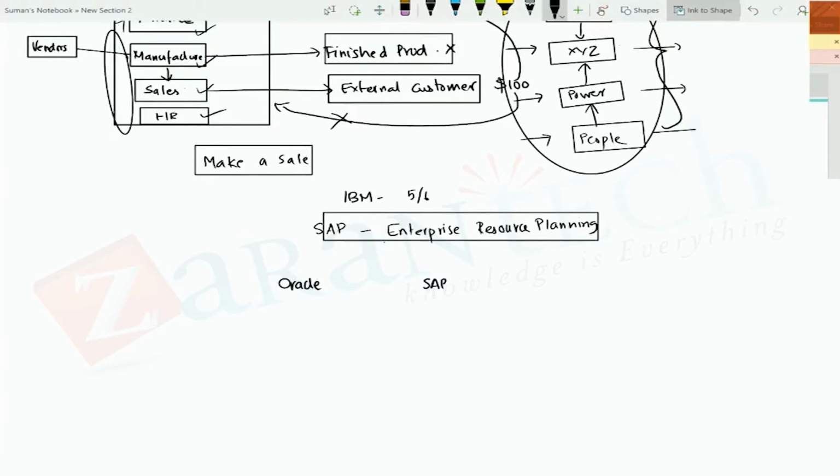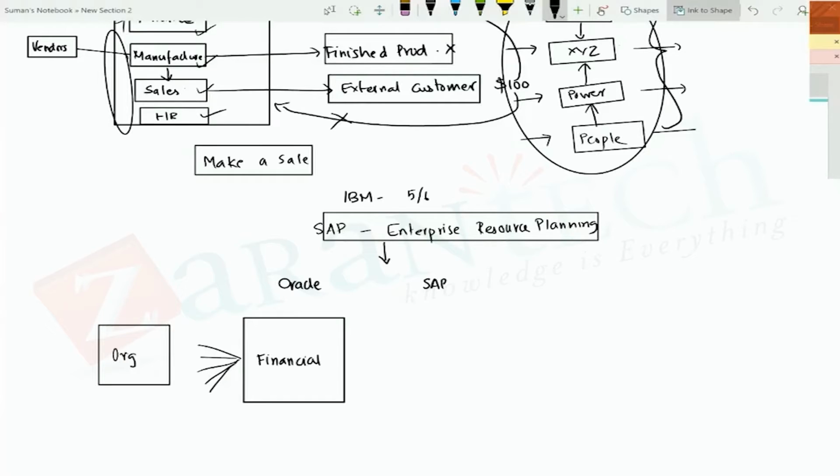What happened is when ERP became a big trend in the market, Oracle said, okay, I'm going to create an ERP solution. But they had a narrow focus and only focused on the financial aspects of an organization. They looked at all the different functional and integration points that reach your financial system. So Oracle came up with an ERP product called Oracle Financials.